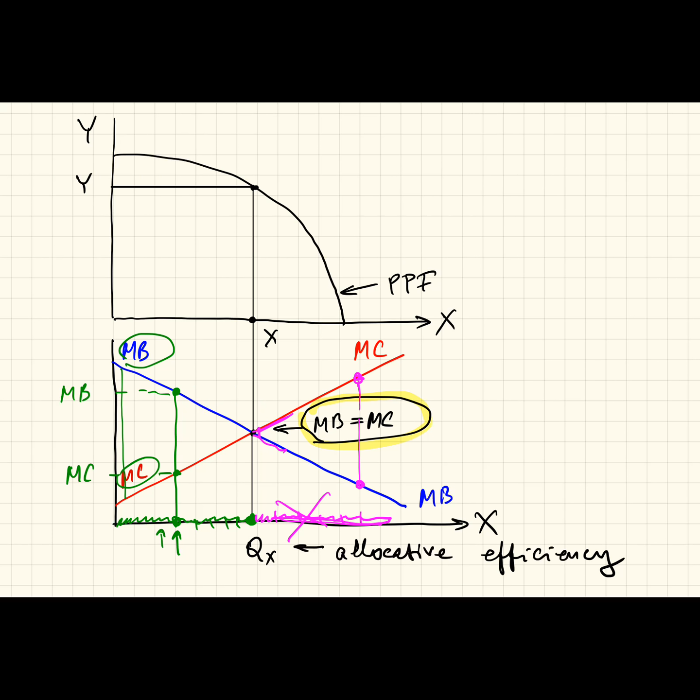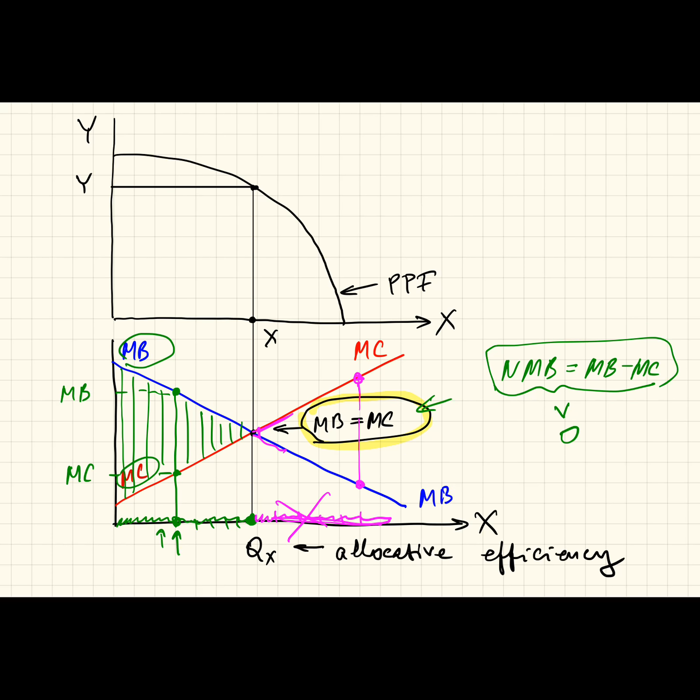Another way to put this condition is to say that we want to produce all units for which net marginal benefit, which is MB minus SC, is positive. One nice thing about this net marginal benefit is that you can interpret it to understand the next thing on our list, which is total surplus.